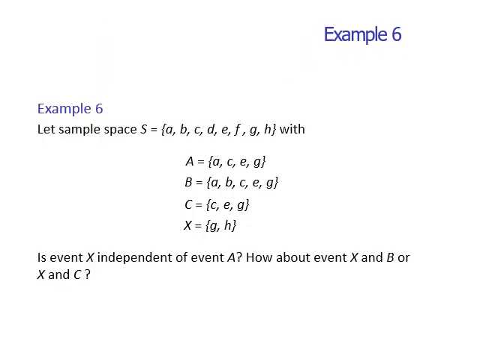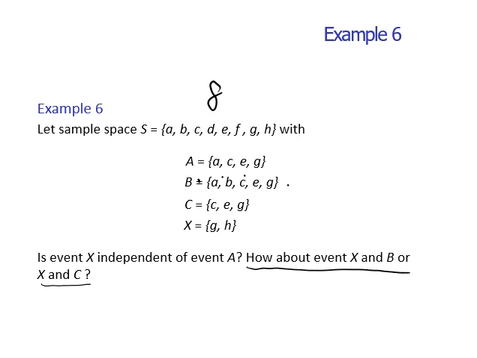Okay, so let's consider this example. Let's say a sample space A, B, C, D, E, F, G, H. So there are 8 items in all. A is A, C, E, G, B, and so on and so forth. Is every event of X independent of A? How about events X and B, or X and C? So we don't bother about the first part. How do we actually calculate this second portion? This is a more important one.